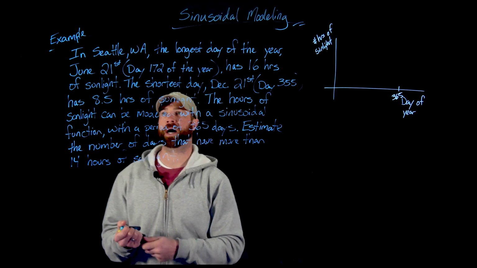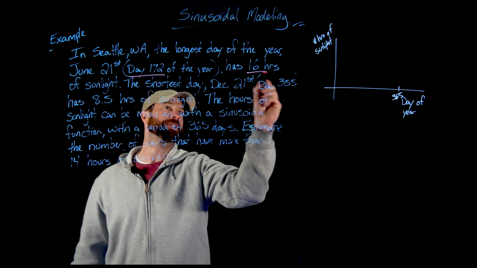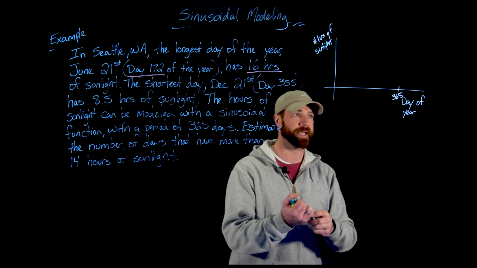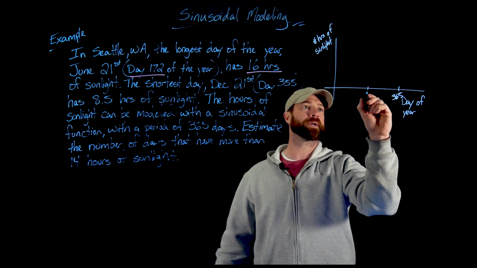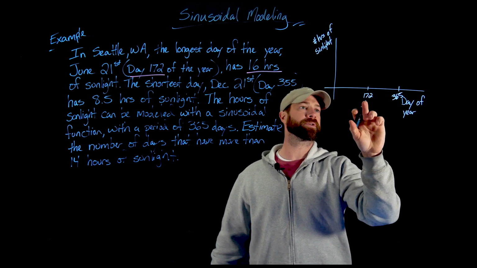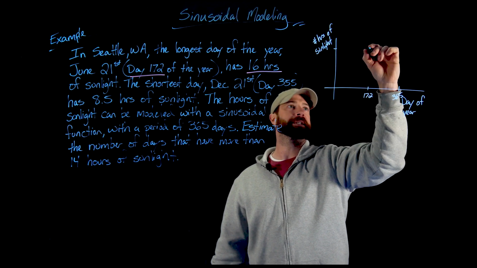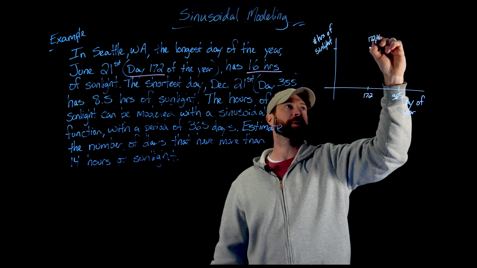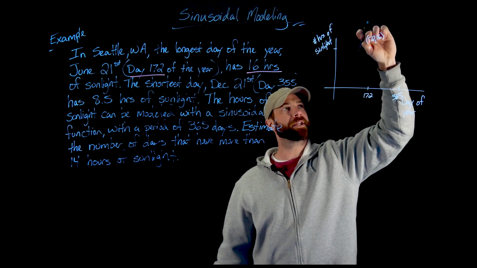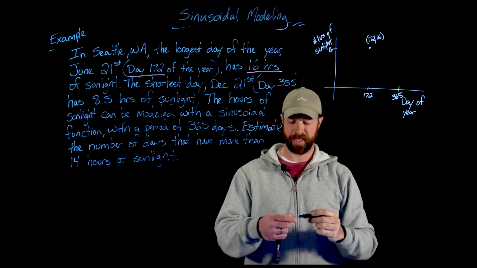So first of all, I know that on day 172, there are 16 hours of sunlight. And again, it's just very rough. It's about halfway through the year. I'll call that 172. On day 172, I'm up to, let's call that 16 right here. So that point is (172, 16). Again, inputting the day, outputting the number of hours. So that's 16 right there.